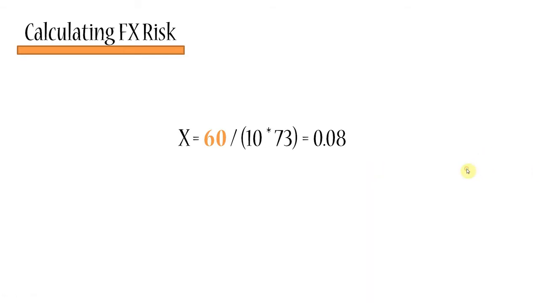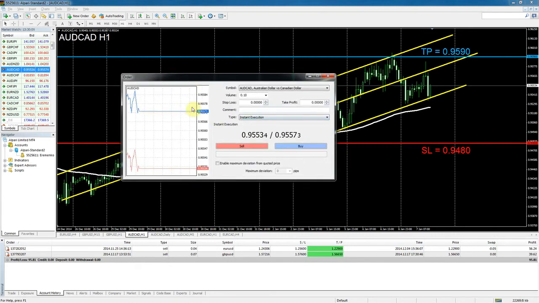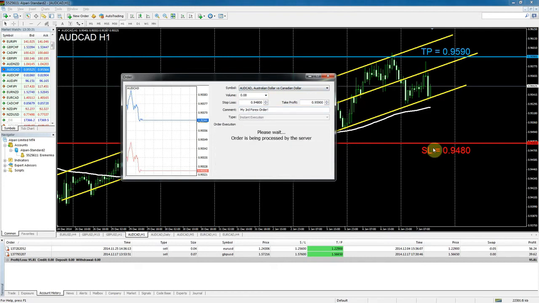Now we can exit this presentation. The order screen pops up, and so we'll type in 0.08 lots. Stop loss is 0.9480. Take profit 0.9590. Comment: my third Forex order, and instant execution. We want to create a buy order. Everything's ready, just double check very quickly, currency pair is correct, click buy, and voila, the order is ready.